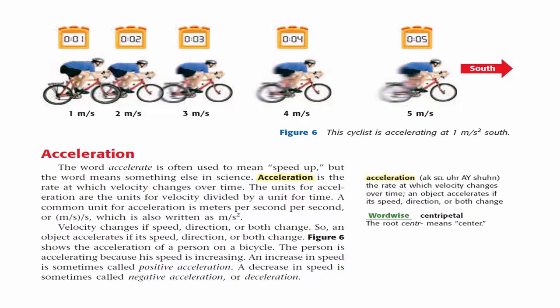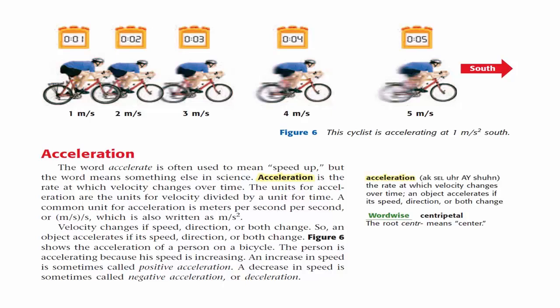Acceleration. The word accelerate is often used to mean speed up, but the word means something else in science. Acceleration is the rate at which velocity changes over time. The units for acceleration are the units for velocity divided by a unit for time. A common unit for acceleration is meters per second per second, which is also written as meters per second squared.